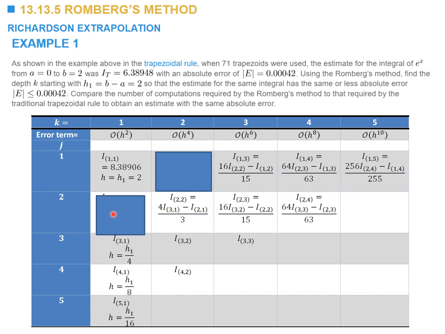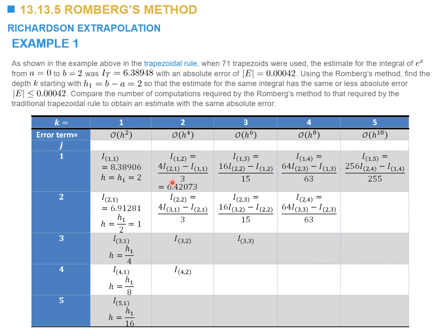Then we divide h by 2, and we repeat, and we get a number that's 6.1281. It's still not very accurate, but if we take this value and that value and use the Richardson extrapolation or Romberg's method, we multiply the second number by 4, subtract the first number, and then divide by 3. We're going to get 6.42, and you can see I'm already getting closer to 6.38948.